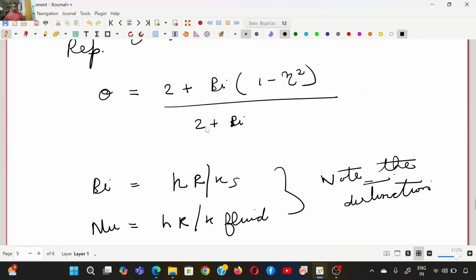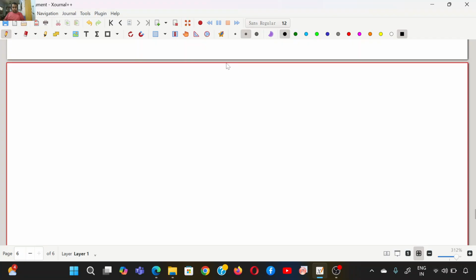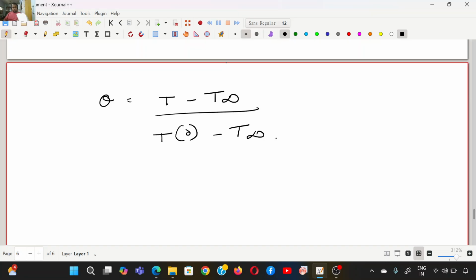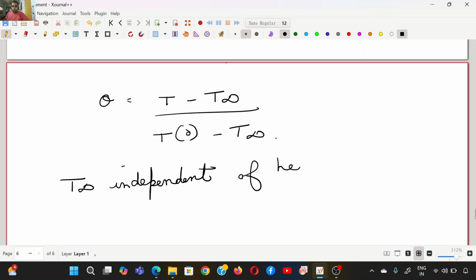So this is our theta: 2 plus Biot number into 1 minus eta square divided by 2 plus Biot number. And theta we already know, it's just the non-dimensional temperature. Fine. So T infinity, that is the ambient temperature, is just specified in the problem. It doesn't depend on the type of heat source in the wire. So it's independent of the heat source.